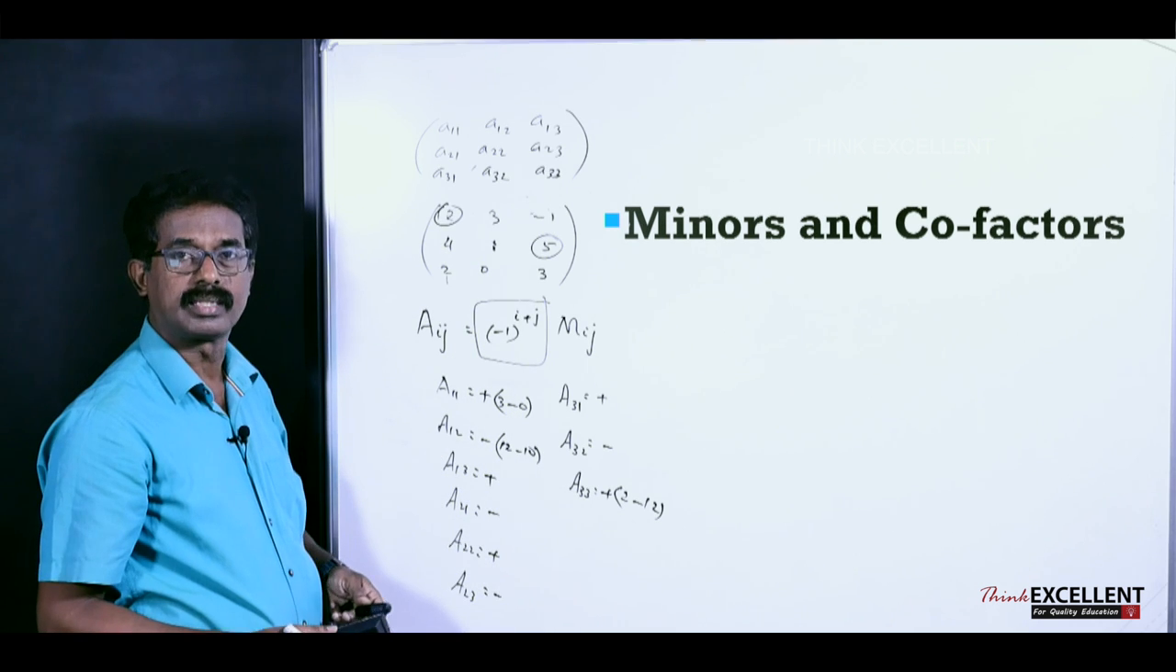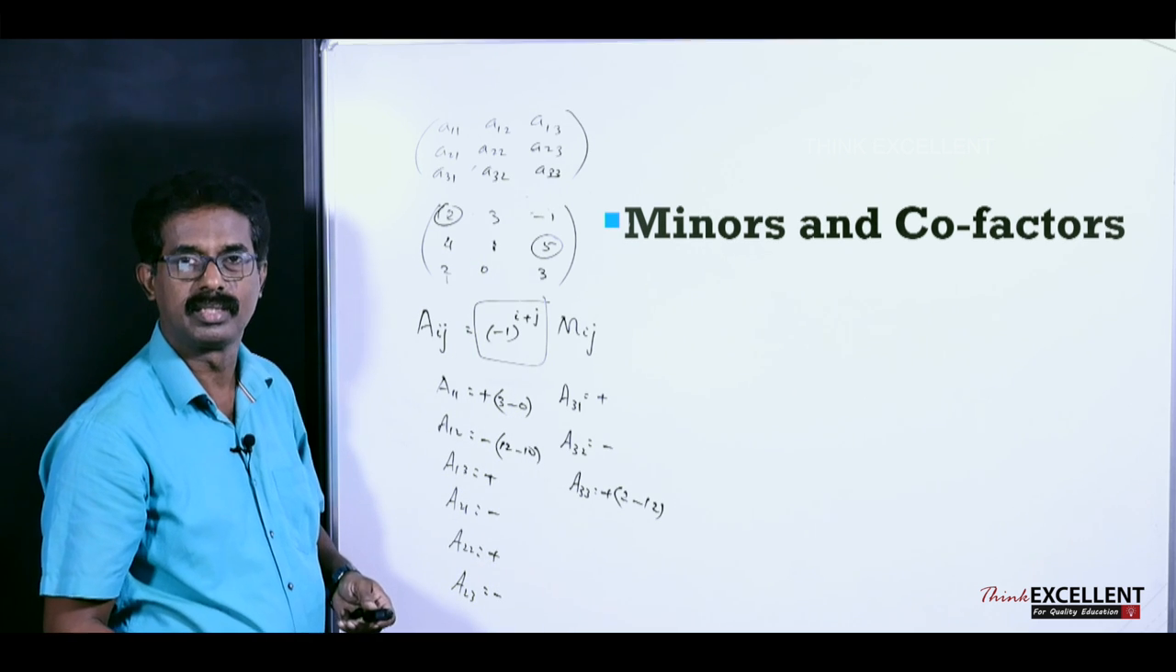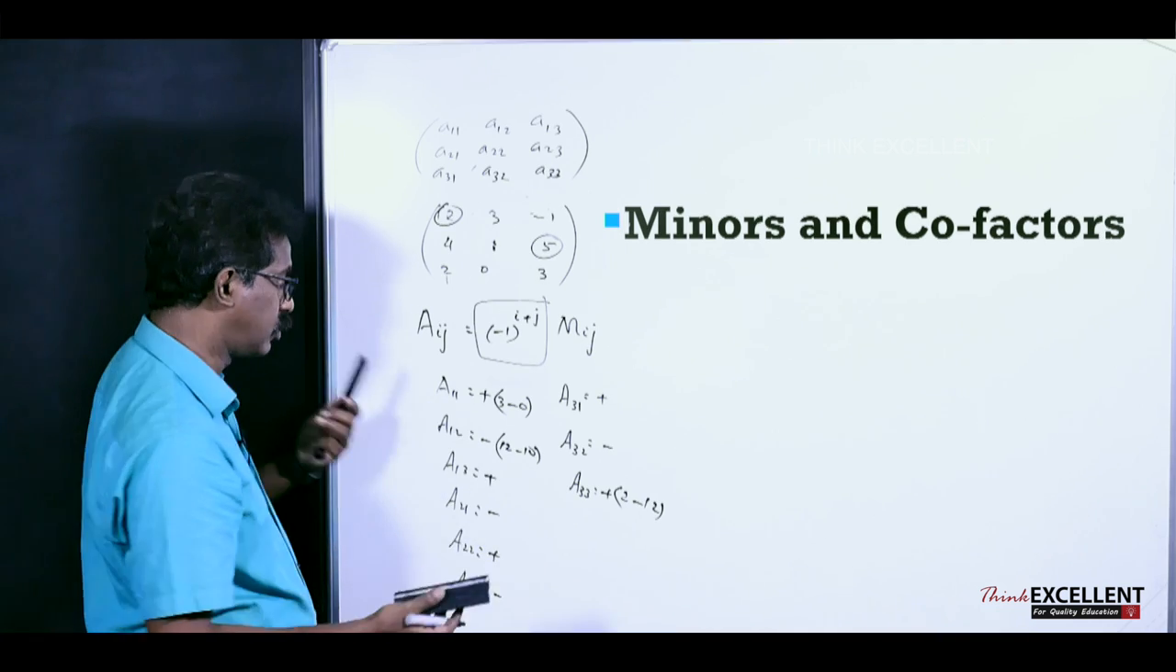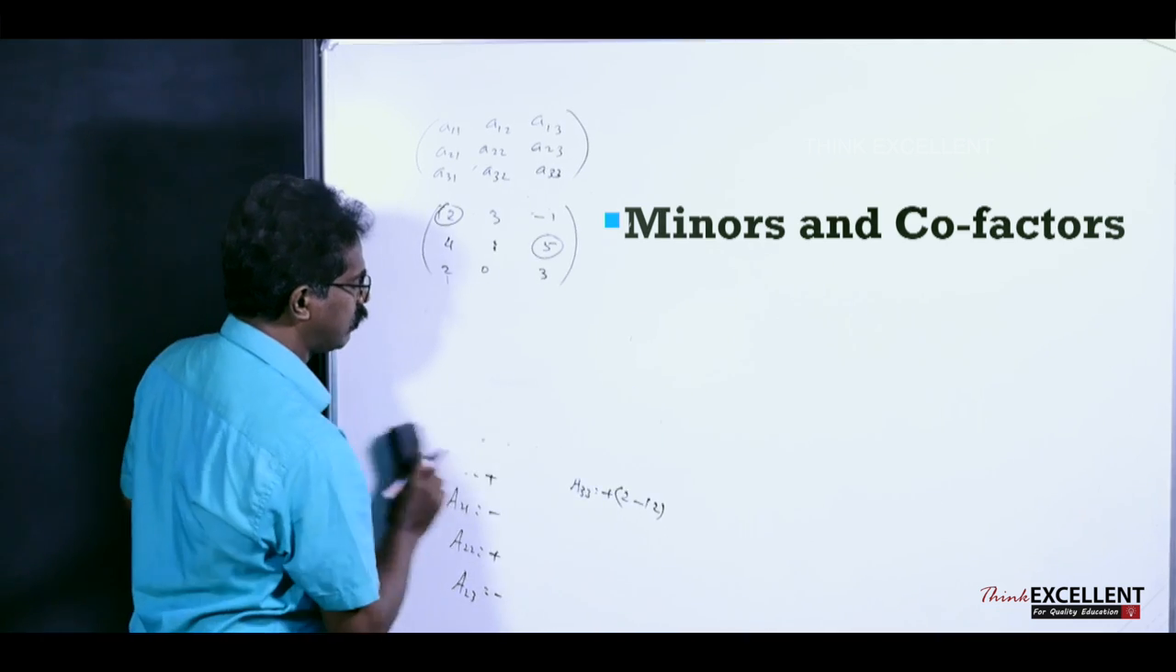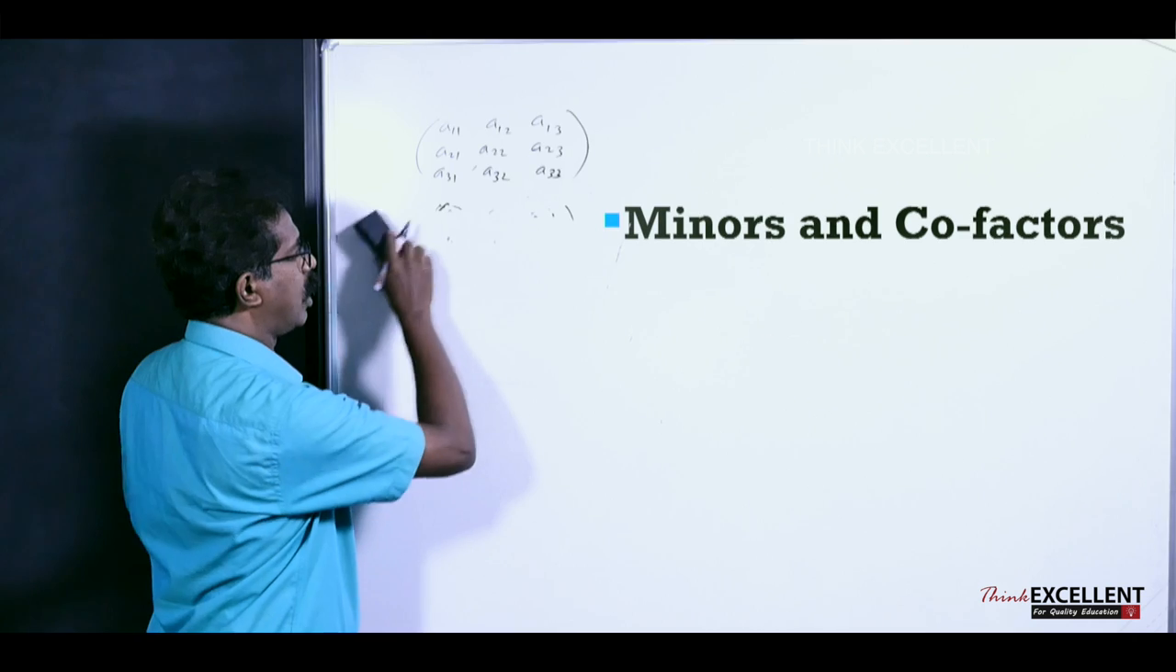For objective questions, they can ask to find one or two cofactors. Some 5 mark questions also they can ask. So cofactors are very, very important. Hope you understood how to find cofactor.